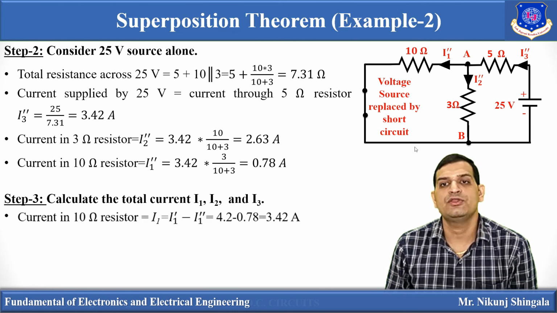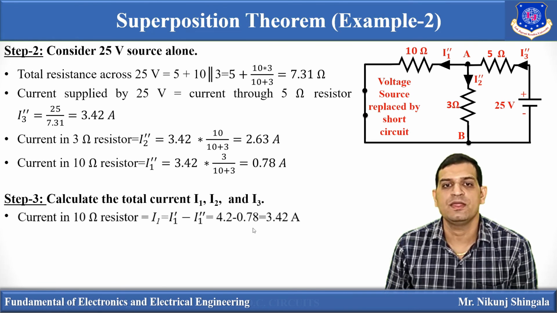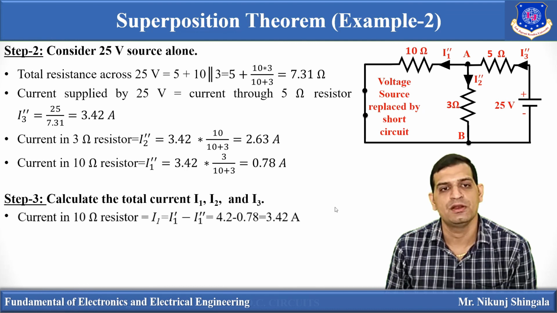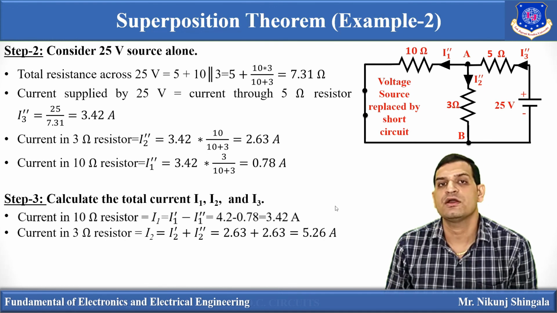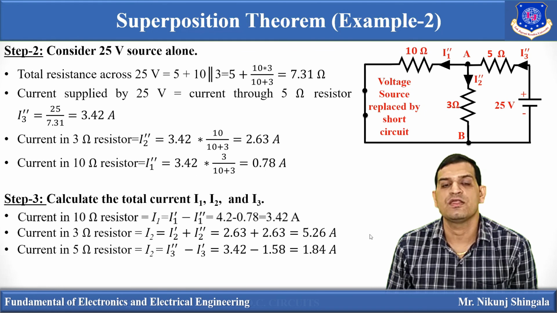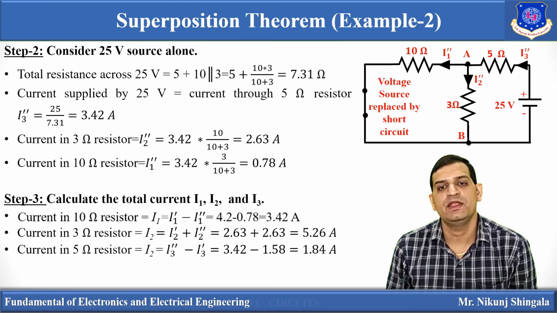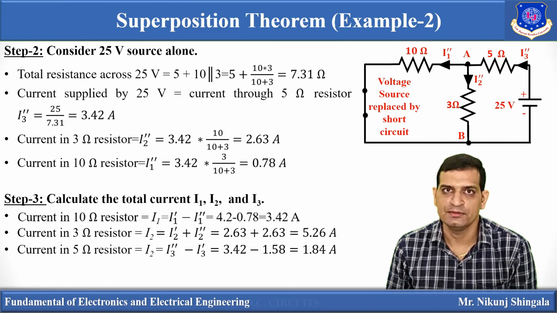So first, the current flowing through the 10 ohm resistance, that is I1, is equal to I1 dash minus I1 double dash, that is 4.2 minus 0.78, that is 3.42 ampere. Current flowing through the 3 ohm resistance: now in the 3 ohm resistance the current direction is the same in both the cases, so both are added. So 2.63 plus 2.63, that is 5.26 ampere. And the current in the 5 ohm resistance, that is I3, is equal to I3 double dash minus I3 dash, that is 3.42 minus 1.58, that is 1.84 ampere.